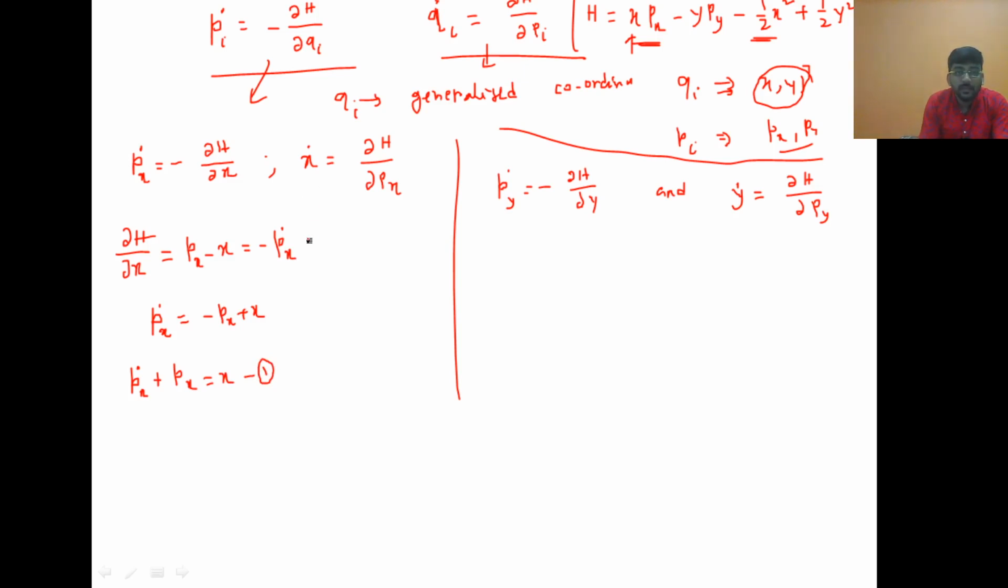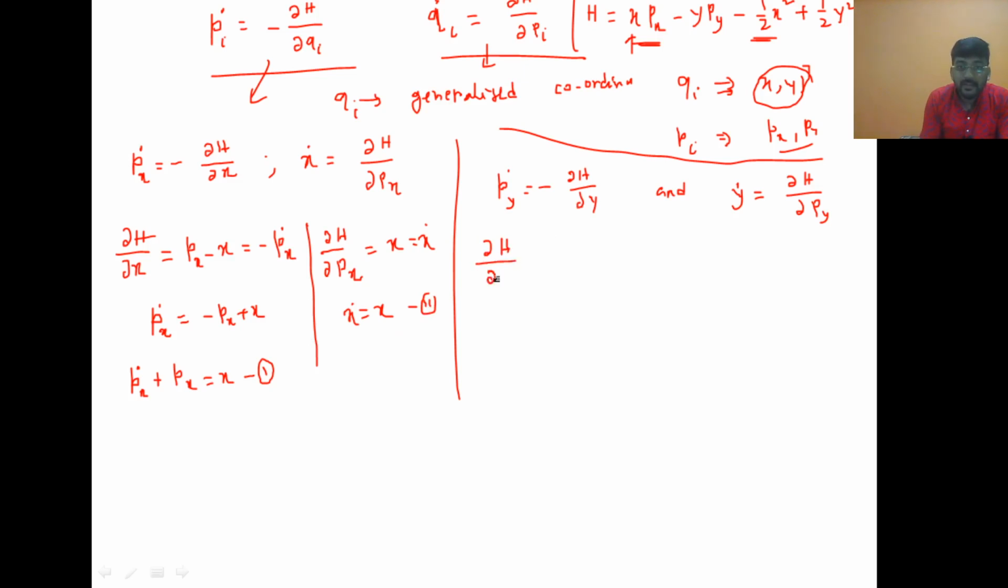Similarly, del H del px will be only x. The derivative of px with respect to px is 1 and the others are 0, as there is no other px in the expression. So it will be x only, and this x is equal to x dot. So x dot is equal to x is the other equation here. Now here also we will get 2 equations. One is from del H del y.